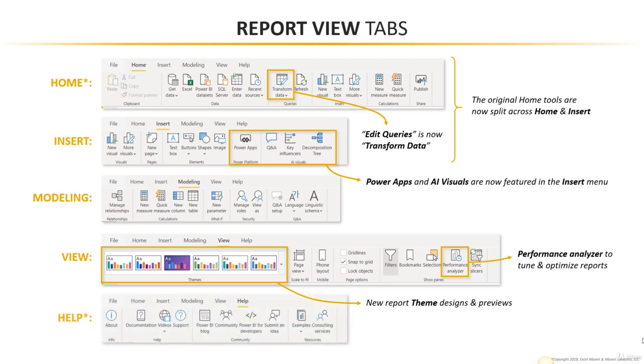And then last but not least, you've got the Help tab, which is essentially identical to what you've seen in the past. Documentation, videos, links to support, blog and community, and so on. Now the asterisks here basically just tell you that these two tabs, Home and Help, can be found or accessible across every single view, report, data, and model.